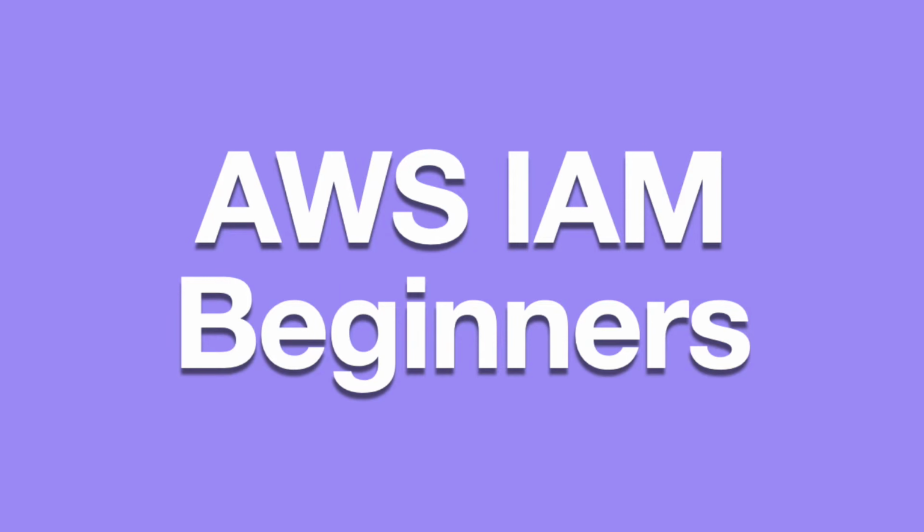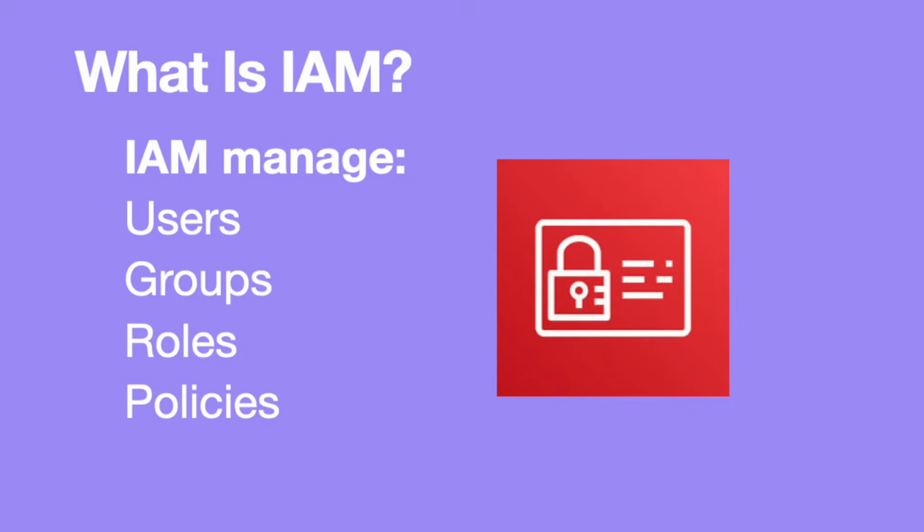In this tutorial, we'll look at AWS IAM, Identity and Access Management, for beginners. IAM is a core AWS service that helps you securely control access to your AWS resources. AWS IAM is a service that helps you securely manage access to your AWS resources by controlling users, groups, roles, and policies.